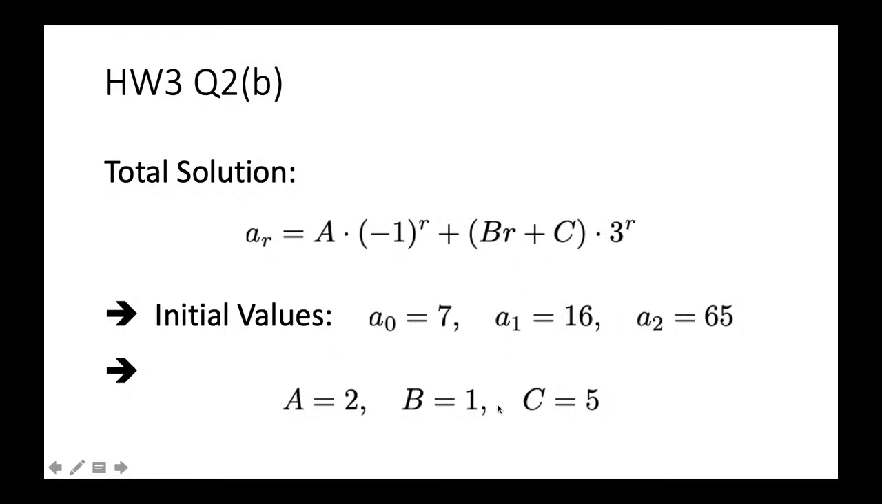Once you have done this, a good habit is to double check whether your answer is correct. If this equation is correct, then you plug in r is equal to 0, you get 7. You plug in r is equal to 1, you should get 16. And you plug in r is equal to 2, you should get 65. This allows you to double check whether you have any mistakes in the calculation.